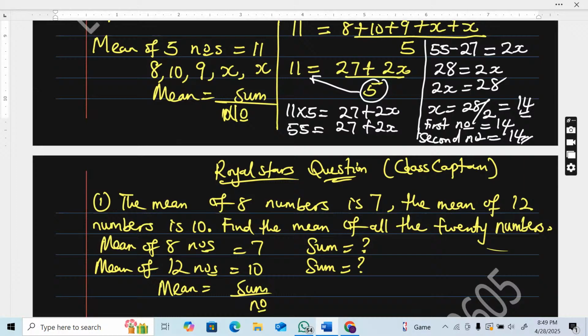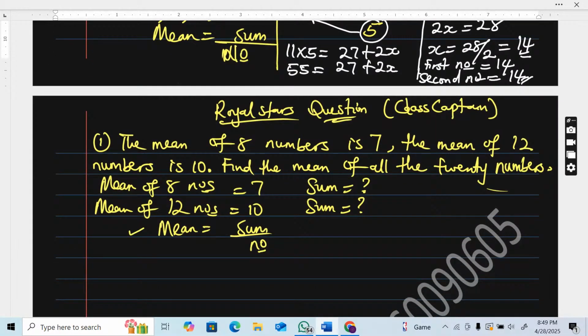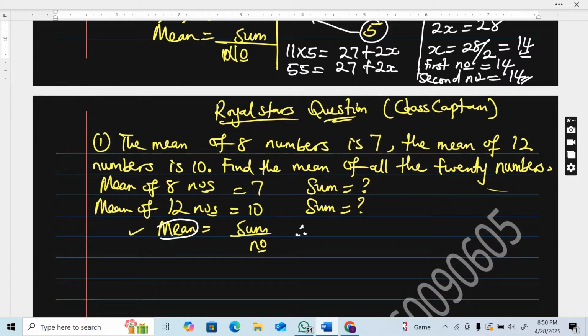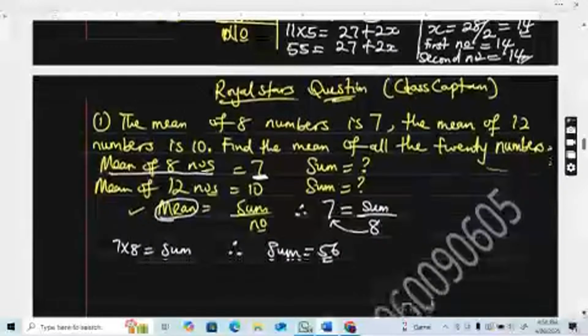All right, so let's do the corrections together. For the first one right here, we have to find the sum. For the sum, you have to replace this mean with 7 because it says the mean of 8 numbers is equal to 7. So that will be 7 equals the sum over 8. So we move 8 to the left side to multiply. That sum is equal to 56. That's the sum of the first one.